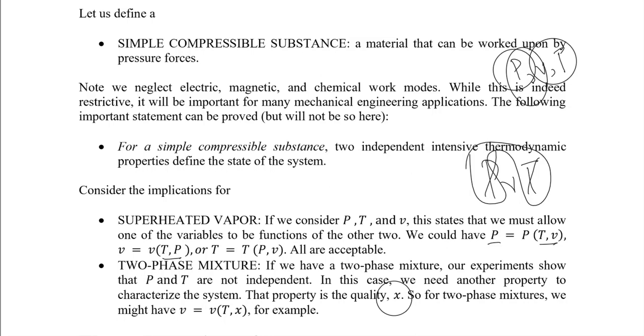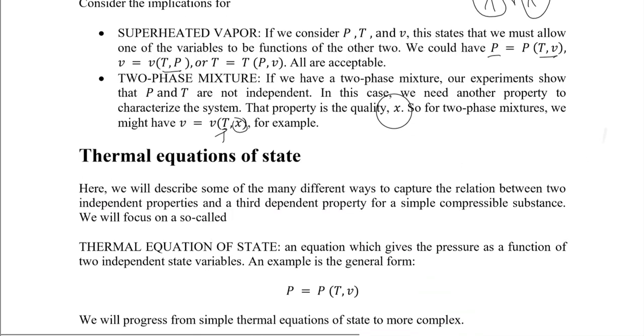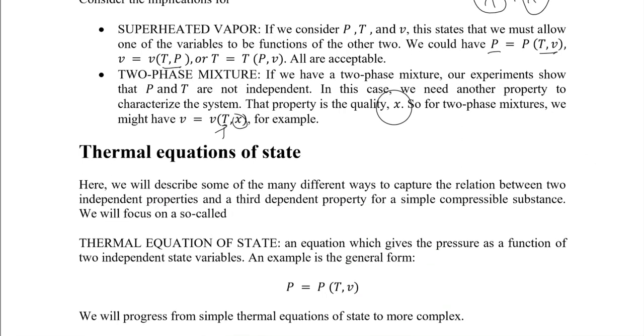So now if I need to find out the volume, I can find it using temperature or pressure, and also another independent property, which is the quality. So why do we need it? Over here we need to describe many different ways to capture the relationship between the two independent properties and the third dependent property for a simple compressible substance.